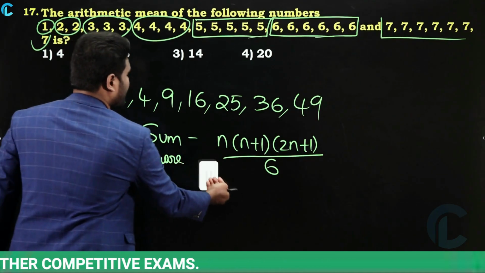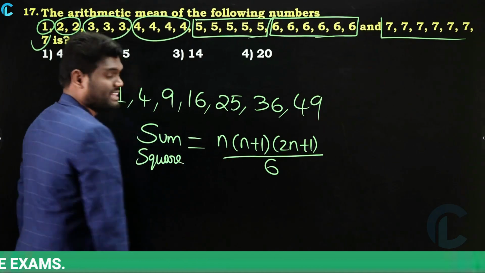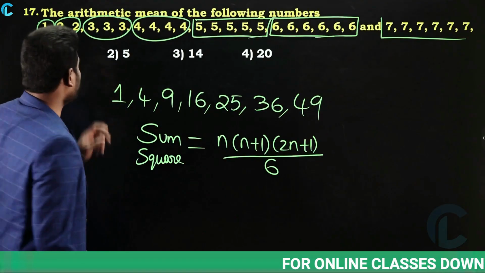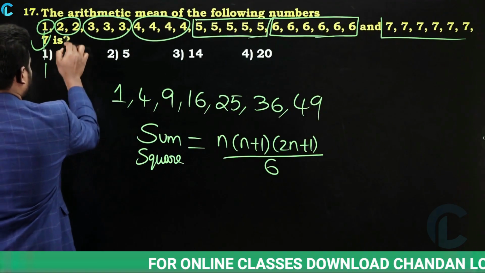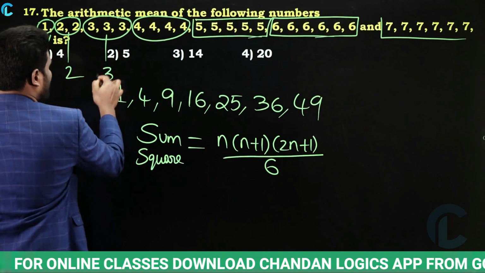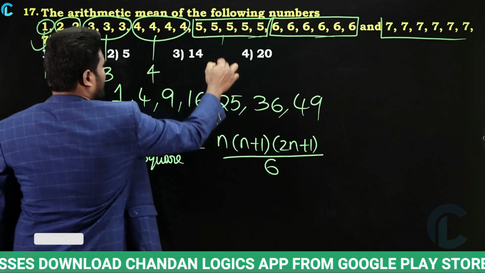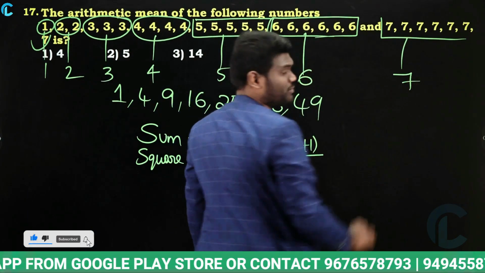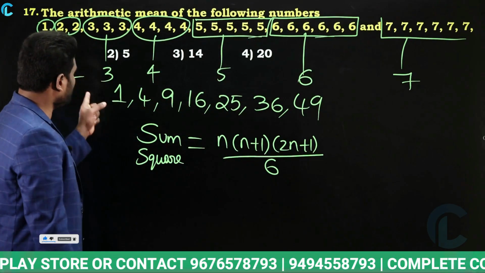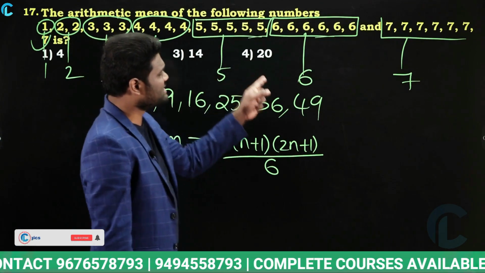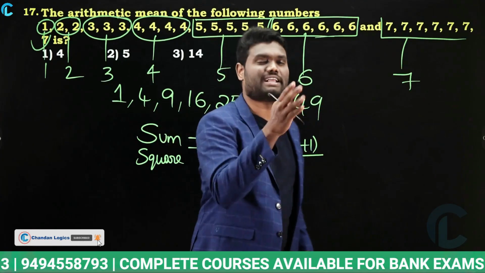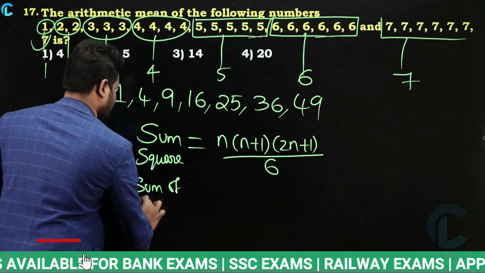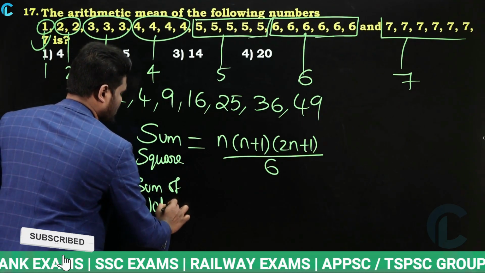Similarly, for the sum of the numbers, that is the sum of n natural numbers. If you look here, how many numbers are there? In this you have 1, in this you have 2, in this you have 3, in this you have 4, in this you have 5, in this you have 6, in this you have 7, which means 1 plus 2 plus 3 plus 4 plus 5 plus 6 plus 7, that is the sum of natural numbers. What is the formula for the sum of natural numbers?